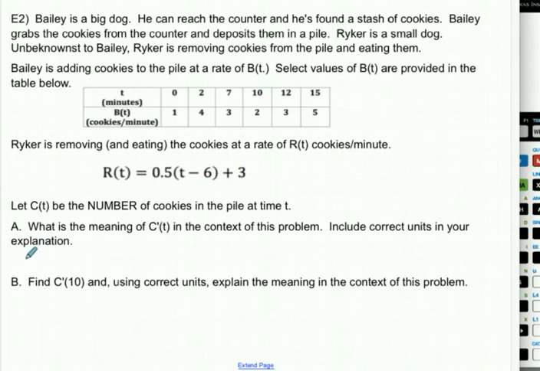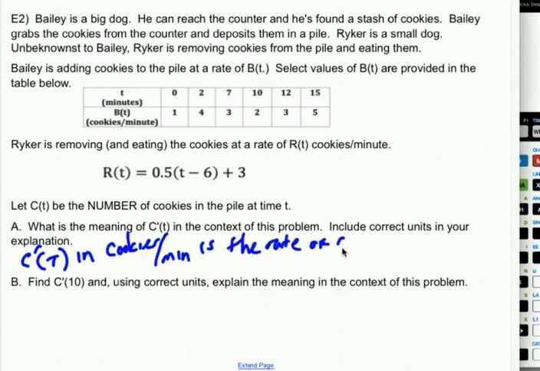So C prime of t, we're not asked to find an equation for it, we're just asked what C prime of t is. So C prime of t, in cookies per minute, is the rate of change of the number of cookies in the pile. Meaning if C prime of t is positive, it means that Bailey is depositing cookies faster than Riker is eating cookies. If C prime of t is negative, it means that Riker is eating more cookies than Bailey is yanking off the counter. Either way, no cookies for the humans. Very sad day in the Hogan household.